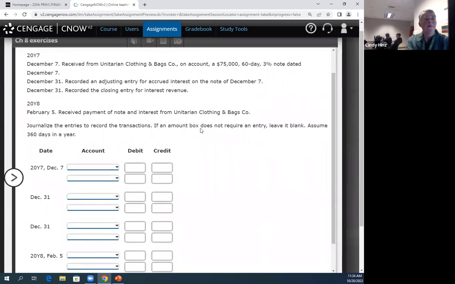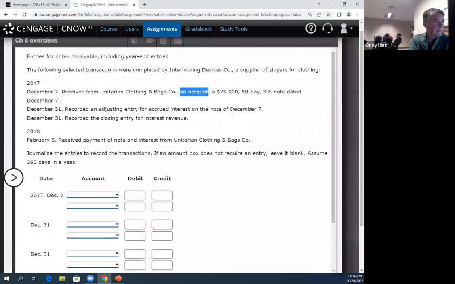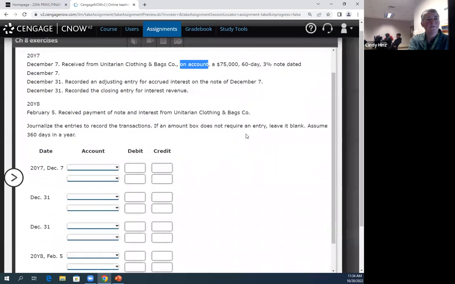What happened here? It says it was on account. So Unitarian Clothing owed money to Interlocking Devices. They owed $75,000. And they said, we're going to pay you, but we need a little bit longer. We need a 60-day extension on our account. And so Unitarian Clothing agrees to pay interest. Interlocking Devices says, yes, we'll accept that 3% interest for the 60-day extension.